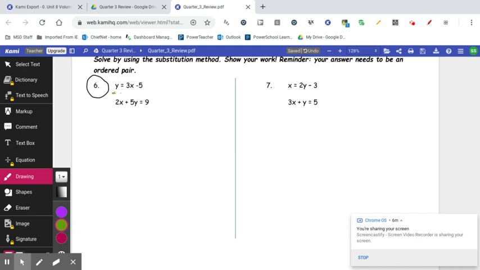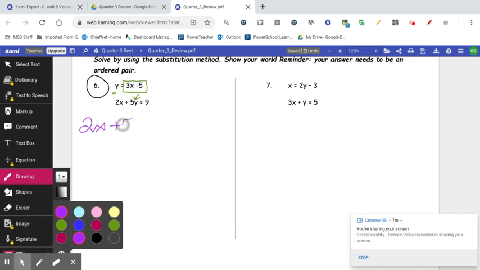We know y is equal to 3x minus 5. So I'm going to take what y is equal to, and I'm going to substitute it into the other equation. So it's going to look like this. 2x plus 5 times whatever y is equal to. Here, y is equal to 3x minus 5. And we'll finish that bottom equation, which is 9.